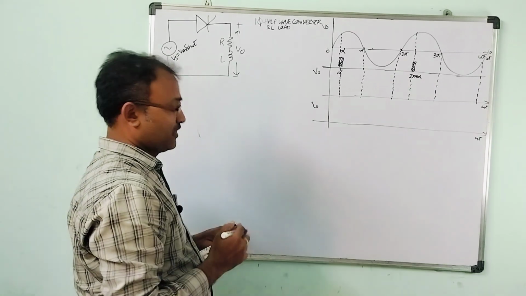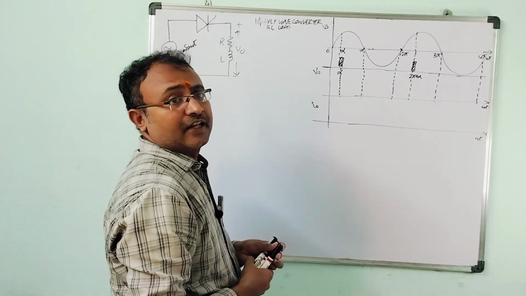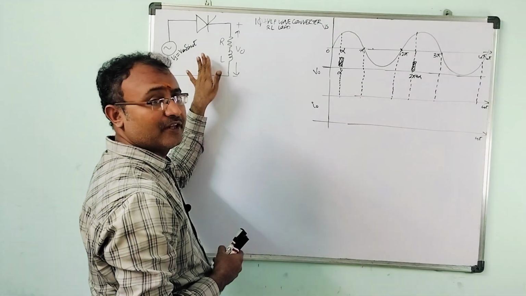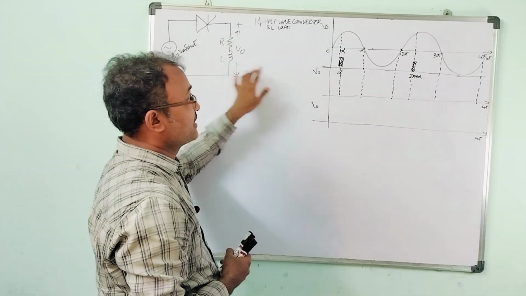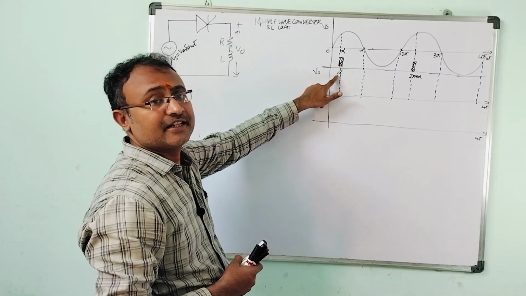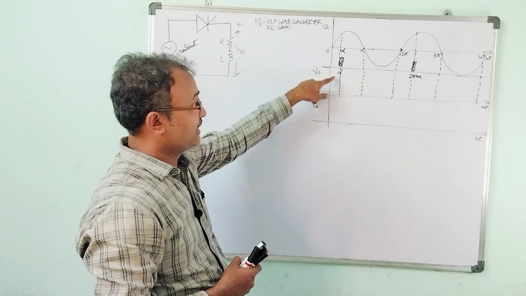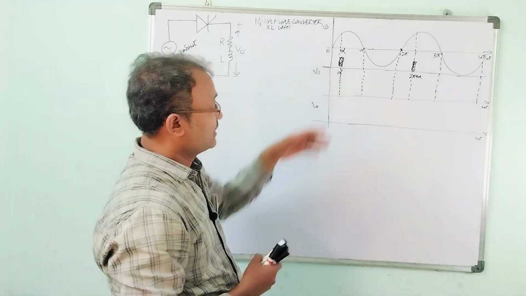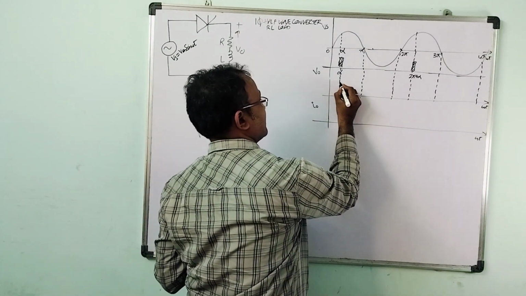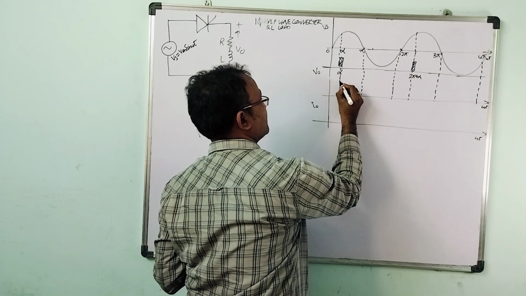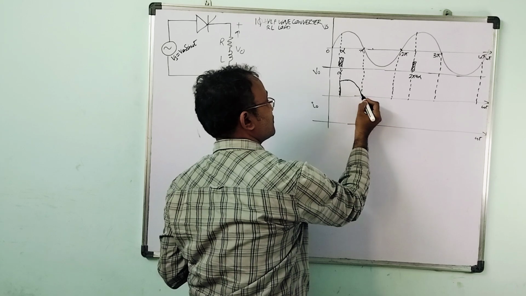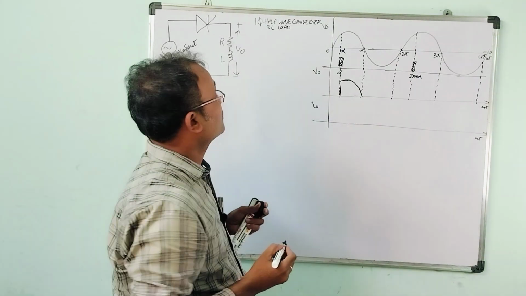Now how to draw the output voltage waveform? If it is a resistive load, during the positive half cycle the thyristor will be forward biased. First it will be in the blocking state till the trigger pulse is given. Once the trigger pulse is given, it will go from the forward blocking state to the conduction state exactly at alpha. Then the output voltage will follow the supply voltage as it is if it is a resistive load. But here, due to the inductive nature of the load, it is not a pure resistive load.